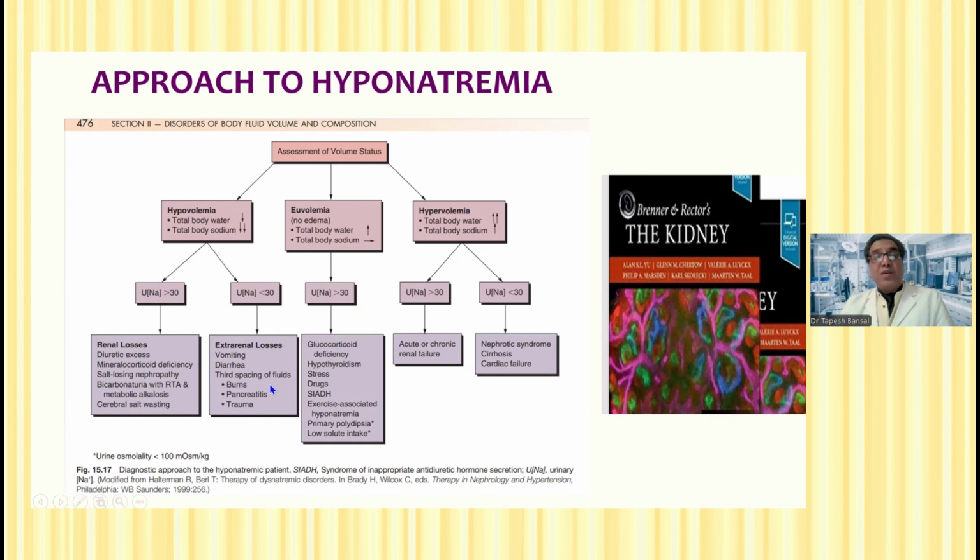So once you fit the patient into hypovolemia, euvolemia, or hypervolemia, then you have to look at these causes. Does he have any of these causes? All right. And if it's not clear, then you send a urine sodium. Urine sodium is the most important test. But generally, a good history and a good examination will reveal the cause of hyponatremia. You don't have to send the battery of tests and increase the billing, and lead to a lot of waiting also, because the tests take time to come.